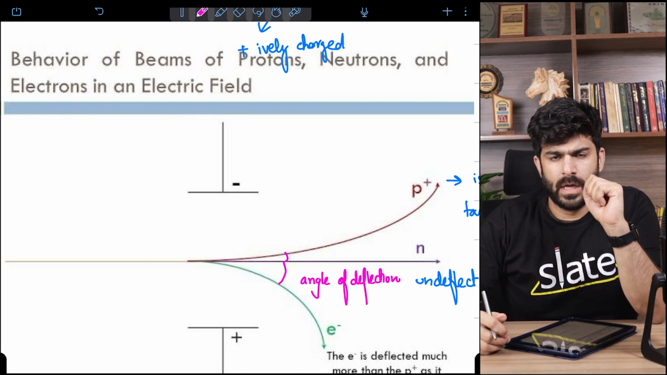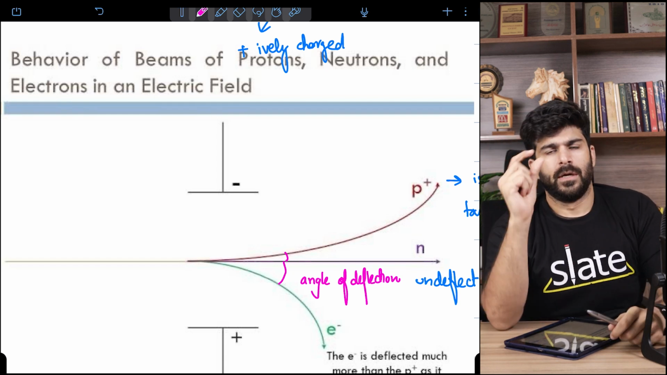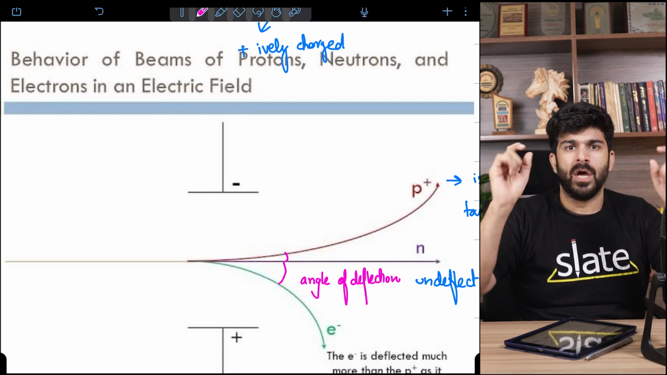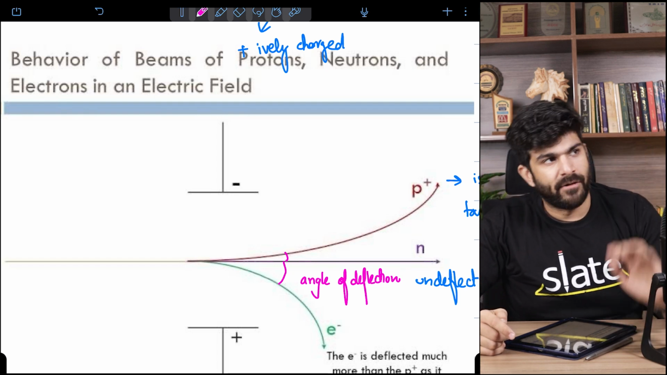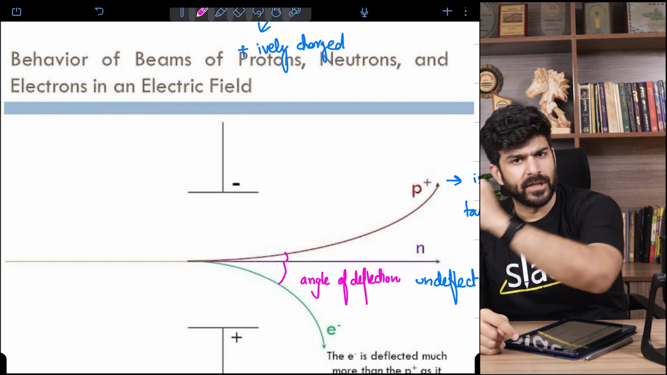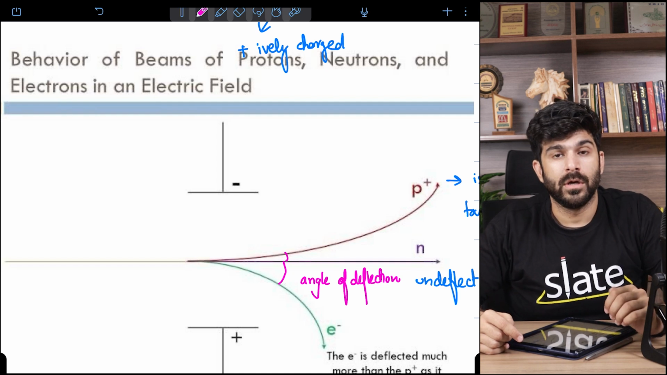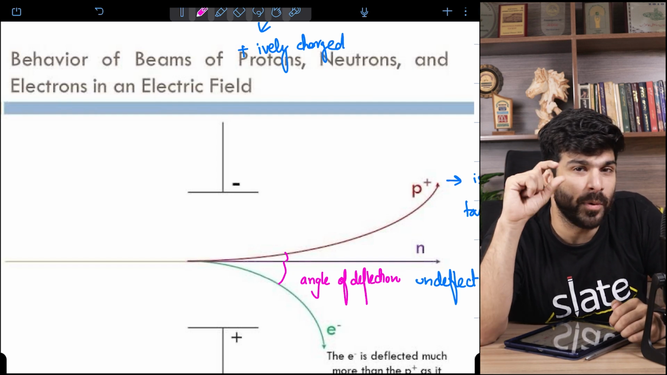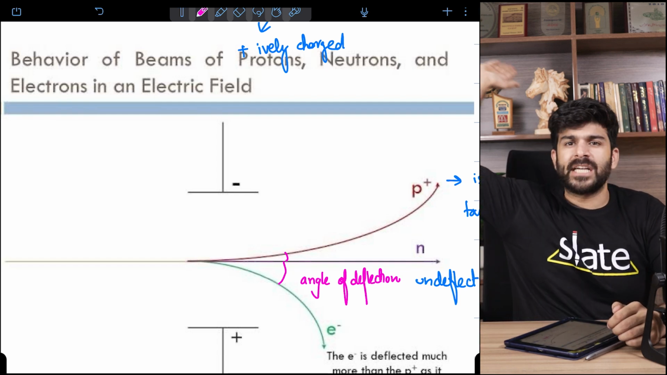Why so? If I have a football in my hand and a table tennis ball in my hand, I throw both of them and it's windy. Hawa chal rahi hai. Which one will change its path first and which one will change its path more? Obviously, the table tennis ball, because it's lighter in mass. It's so light that it's deflected by the wind.